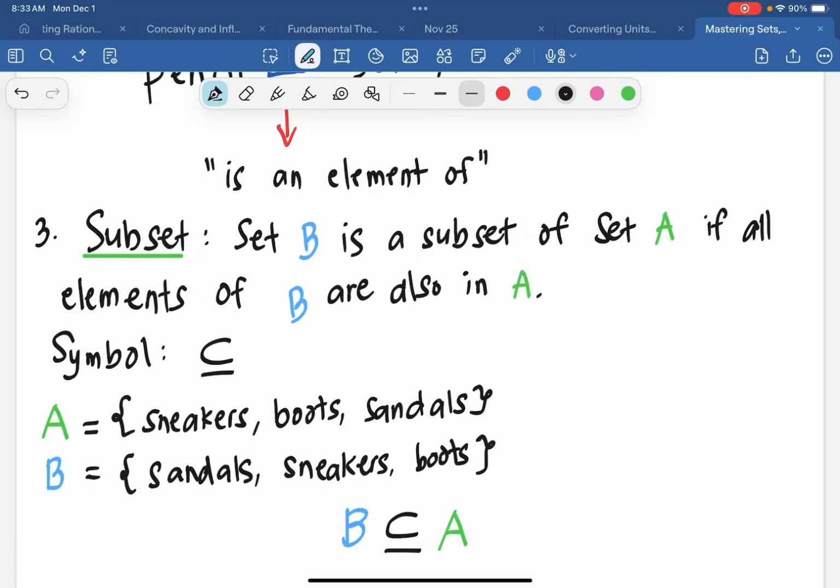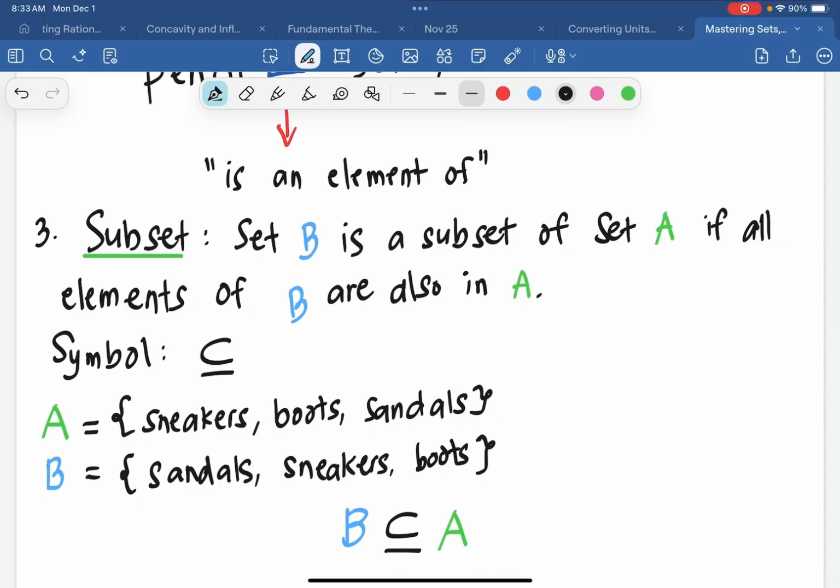Next, our key term here is a subset. Now, imagine if you have two sets. Set B is a subset of set A if all elements of B are also in A. The symbol for this one looks like a flat C with an underline.